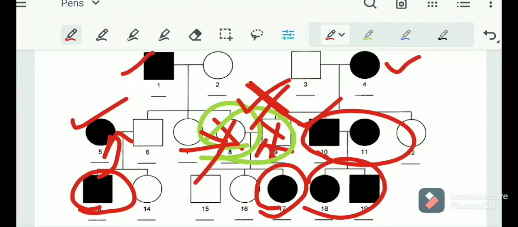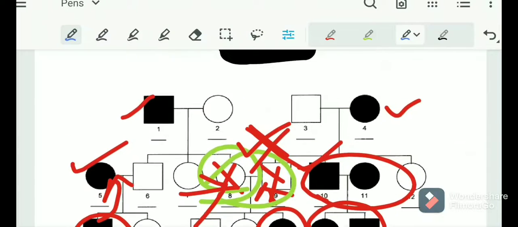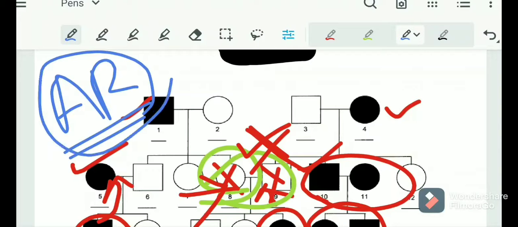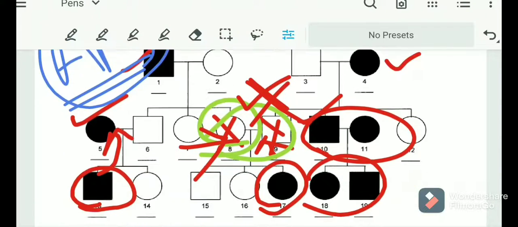Generations are skipped only in recessive disorder, not in the dominant. In dominant disorder, all the generations are affected. That is, affected children will always have one of the parents affected. Then only it can be dominant. So this is autosomal. We conclude this as autosomal recessive. Now come to the next.